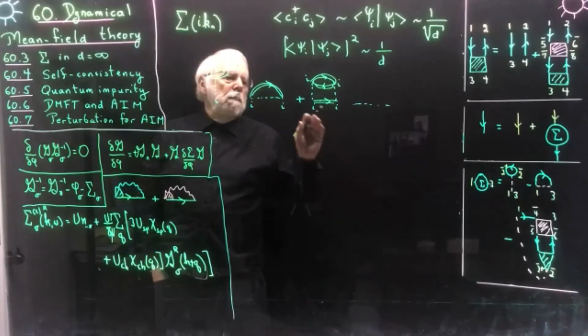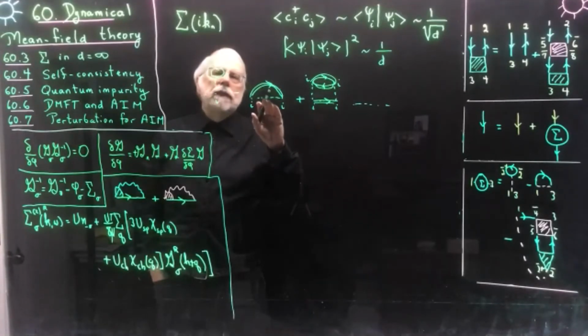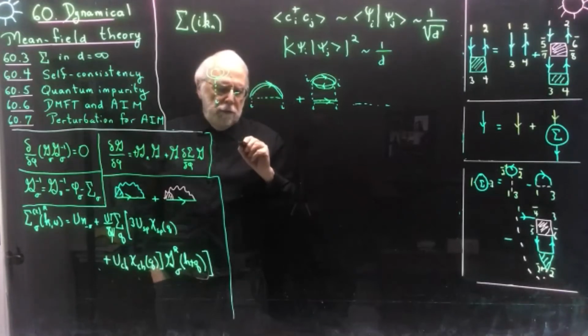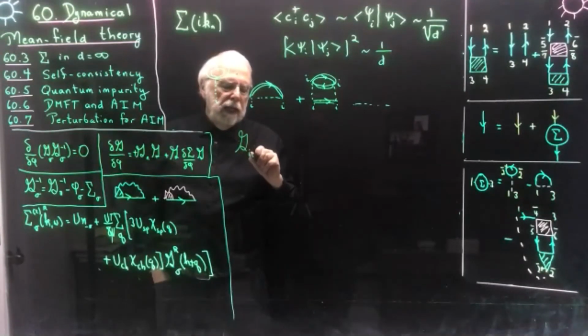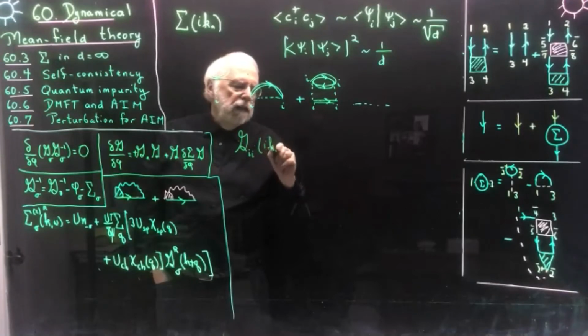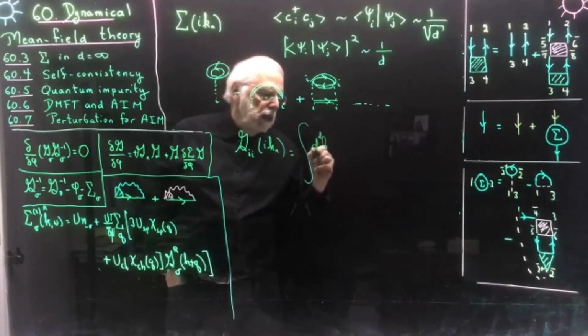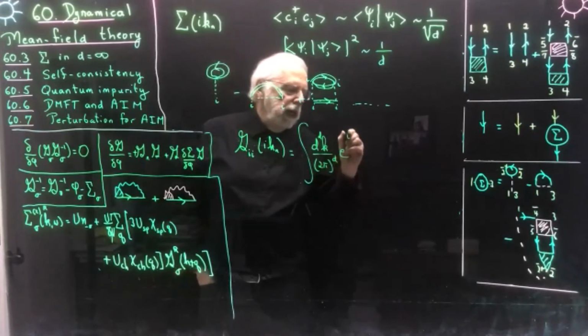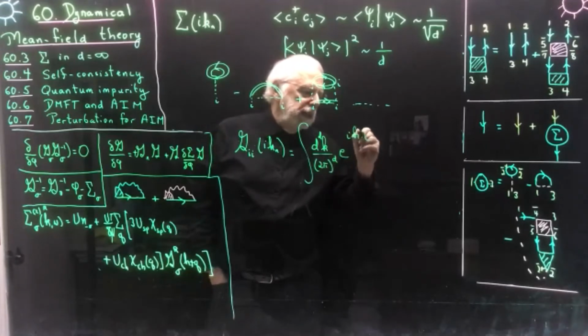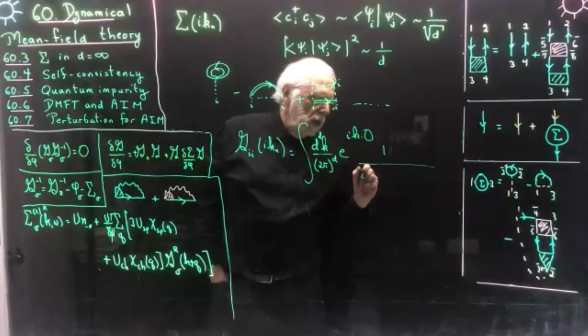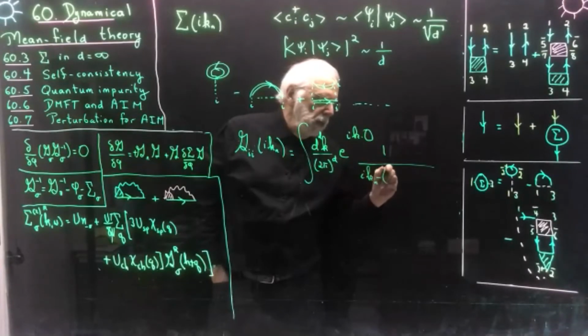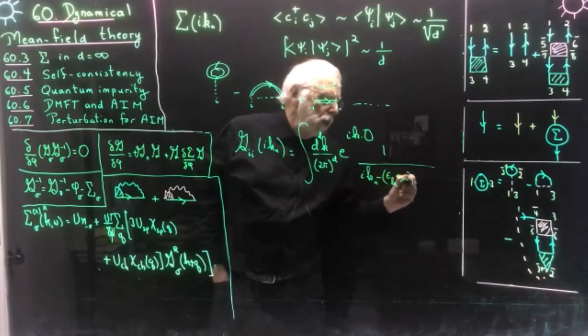Then the result is that in infinite dimension, if we know the local Green's function, what is the local Green's function? G_ii of ik_n is equal to the integral d^dk over (2π)^d times e^{ik·0} times 1 over (ik_n minus ε_k minus μ minus Σ(ik_n)).